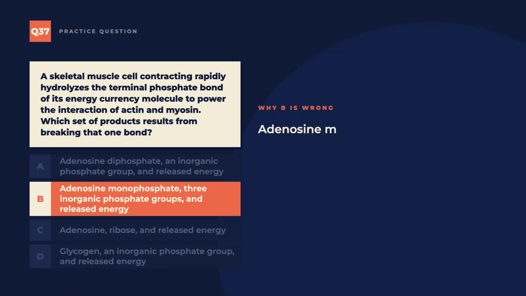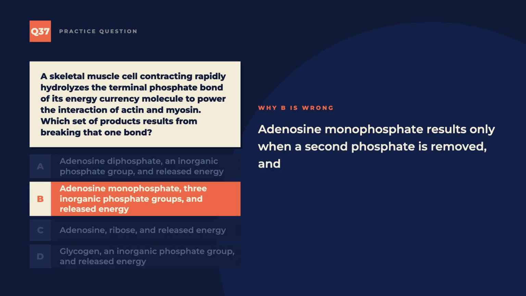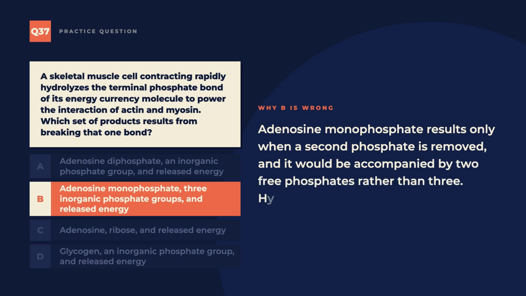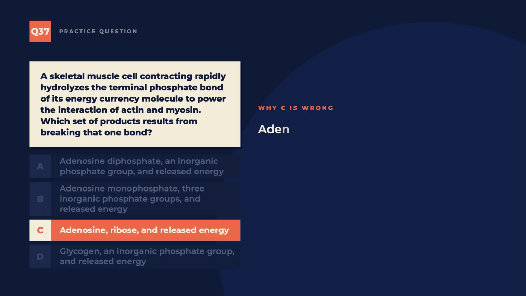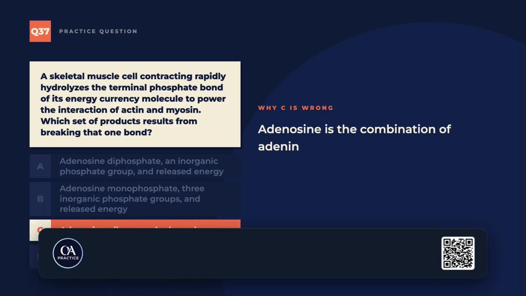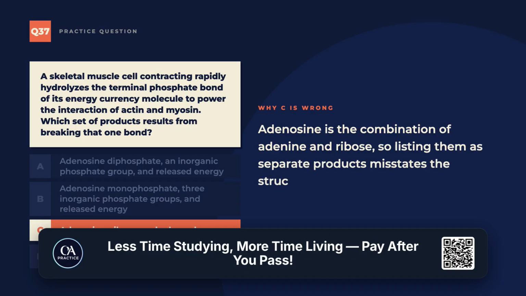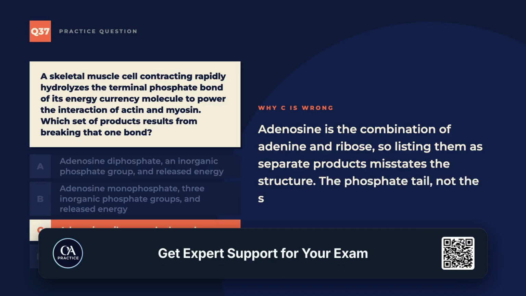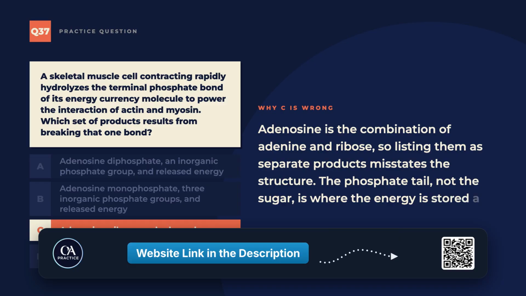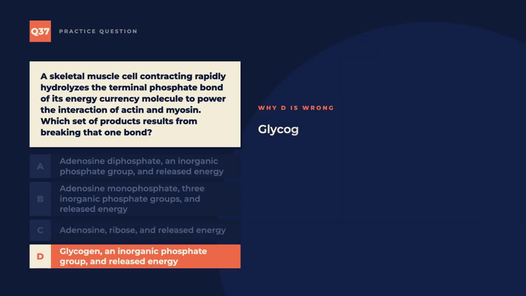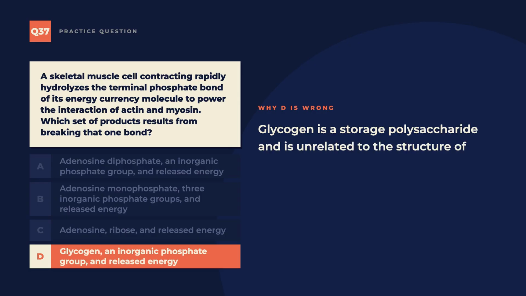B is wrong because adenosine monophosphate results only when a second phosphate is removed, and it would be accompanied by 2 free phosphates rather than 3. Hydrolyzing one bond cannot strip the entire tail. C is wrong because adenosine is the combination of adenine and ribose, so listing them as separate products misstates the structure. The phosphate tail, not the sugar, is where the energy is stored and released. D is wrong because glycogen is a storage polysaccharide and is unrelated to the structure of this molecule.